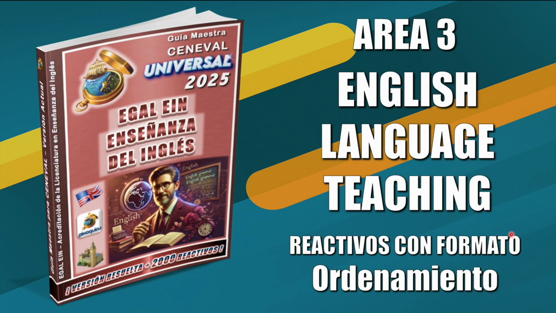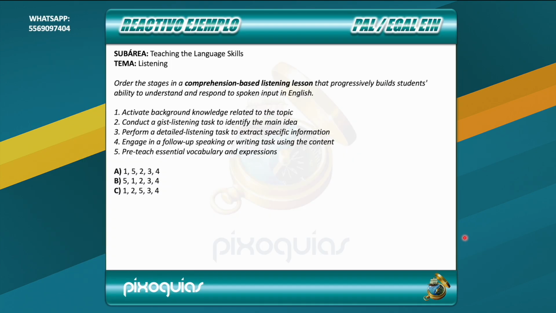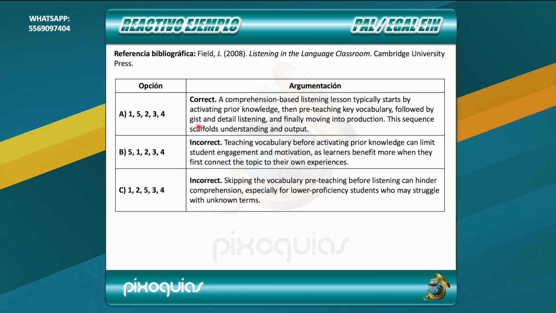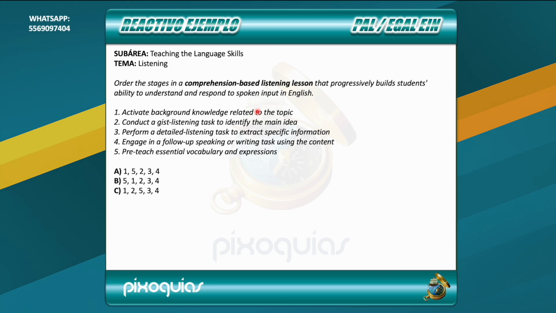Now let's check the review of the exercises of Area 3 English Language Teaching with the order format. Order the stages in a comprehension-based listening lesson that progressively builds students' ability to understand and respond to the spoken input in English. Okay, as we can see, the correct answer is A, that is 1, 5, 2, 3, and 4. Let's check it out.